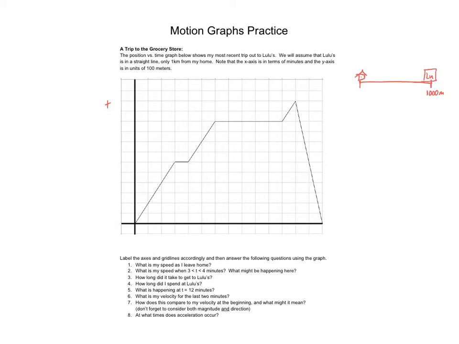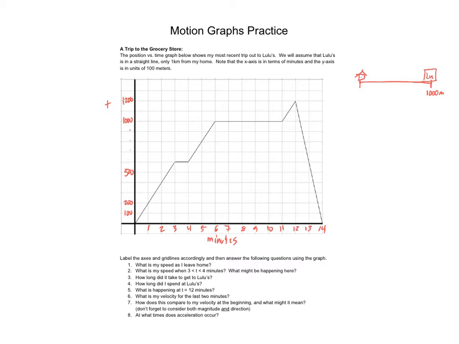So note the x-axis is in terms of minutes. I'm going to write that down here, minutes. We'll go 1, 2, 3, 4, 5, 6, 7, 8, 9, 10, 11, 12, 13, and 14, just so there's no confusion later. And the y-axis is in units of 100 meters. So 100, 200, 300, 400, 500, 600, 700, 800, 900, 1,000, right? And then I guess it goes up to about 1,200. All right, there we go.